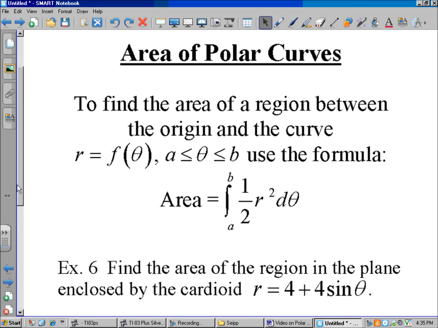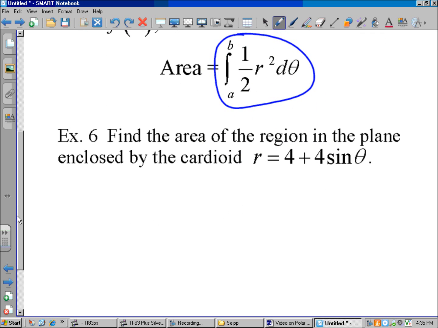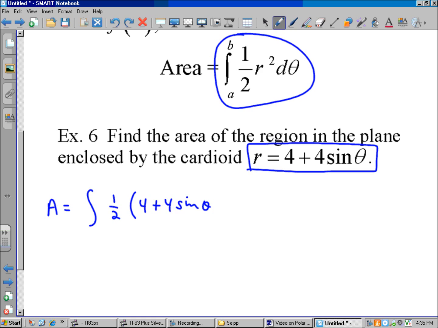Let's talk about finding the area of a polar curve. That's going to be a formula: the integral of 1/2 r squared d theta. So if I want to find the area enclosed by this graph, r equals 4 plus 4 sine theta, that area is going to be the integral of 1/2 times the quantity 4 plus 4 sine theta, squared, d theta. Now, the tough part is always these bounds. What is the theta value for the bounds?